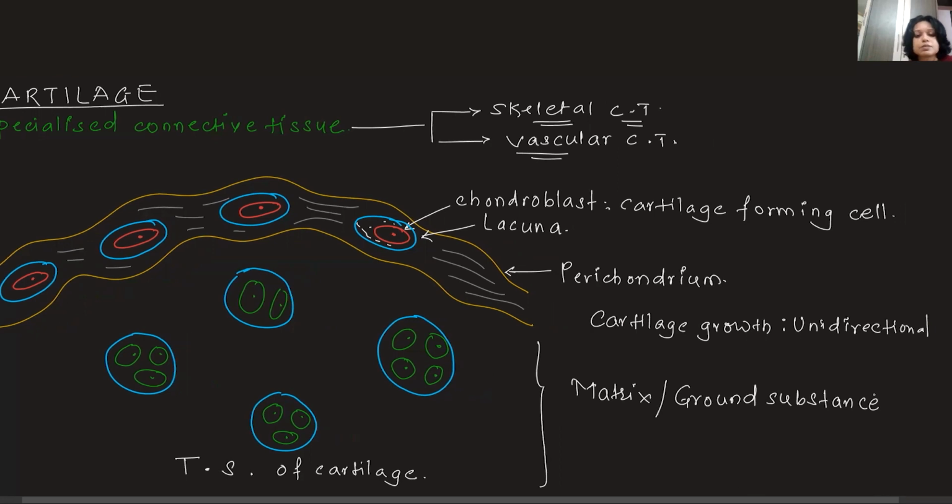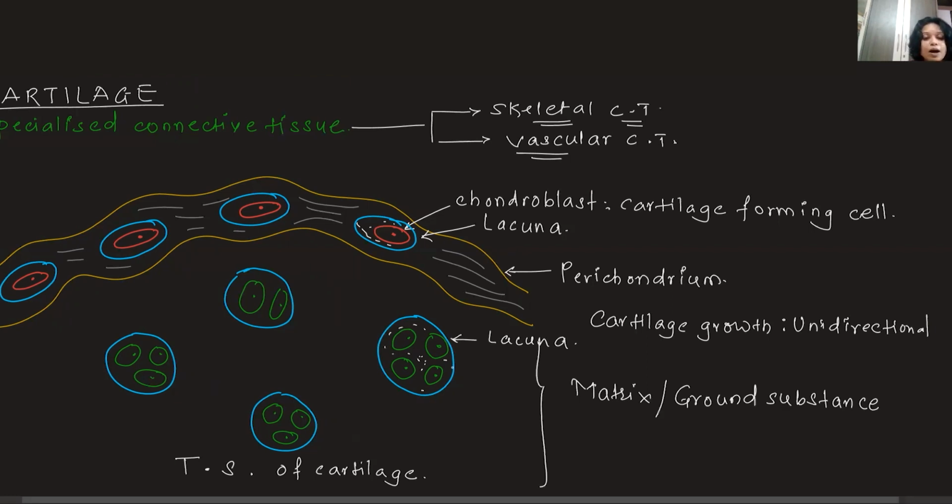Matrix or ground substance. This matrix also exhibits many spaces similar to those seen within the perichondrium. These spaces are again called lacunae. These lacunae are also filled with a cell. They have fluid in them, and within that fluid the cells are floating.